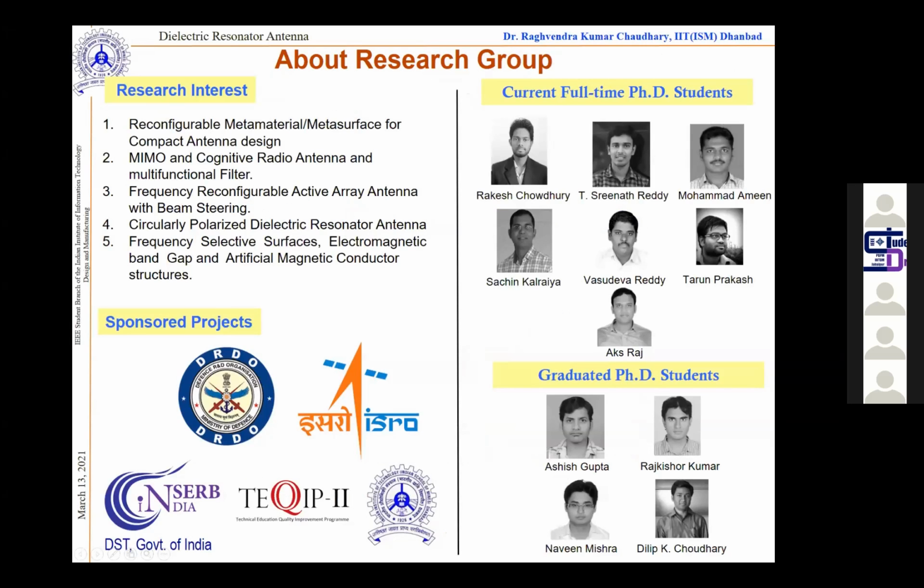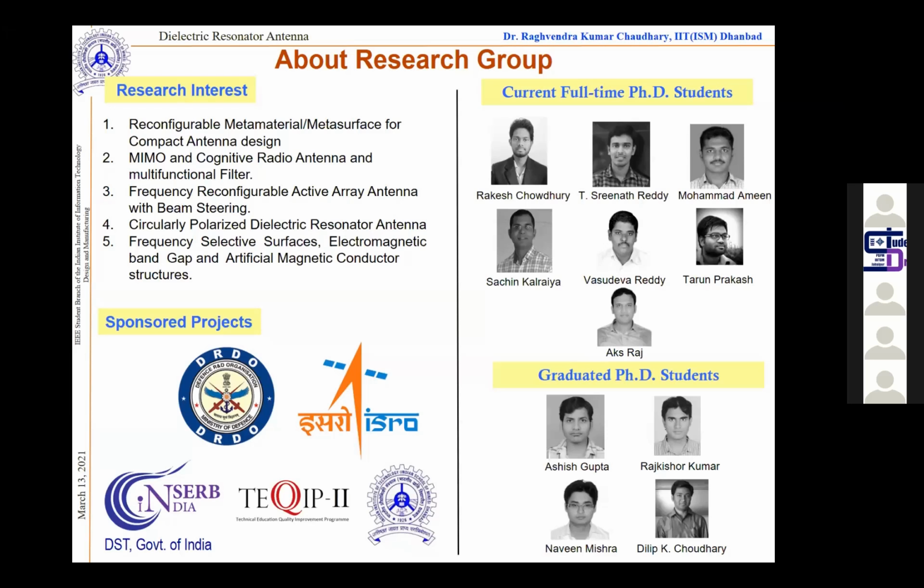Okay, so let me first introduce my research group. These are the full-time students working with me right now, and some part-time students from DRDO and ISRO and some of the Central Universities are working with me. And 5 students have already graduated. One is missing here. Right now my lab is working towards reconfigurable metamaterial and metasurface compact antennas as well. And we significantly contributed to combining the MIMO and cognitive radio concepts last year.